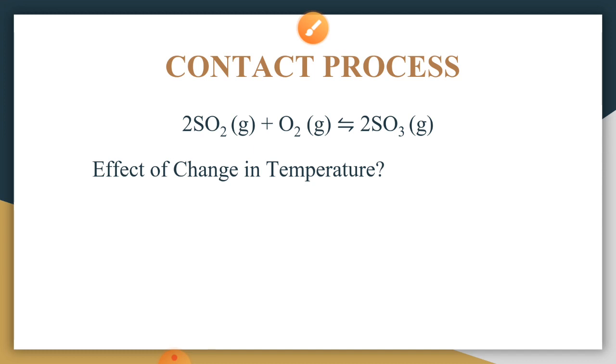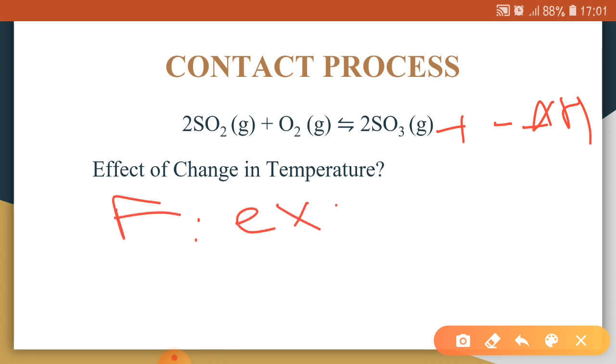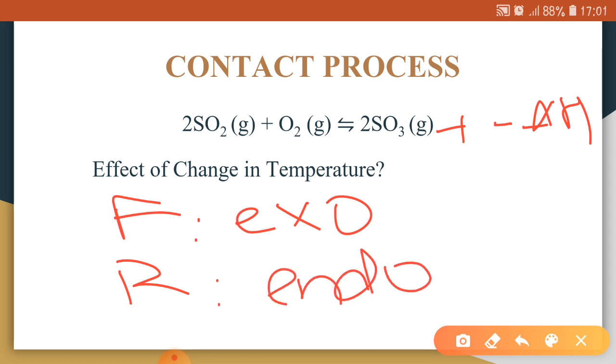Now we will see what would be the effect of change in temperature. This reaction, just like Haber's process, is accompanied by the release of heat energy. So this means that this is an exothermic reaction in the forward direction, and this reaction is endothermic in the reverse direction. So we need to increase the yield of sulfur trioxide. This means that we need the reaction to move in the forward direction. So if we want the reaction to move in the forward direction, what would we do?